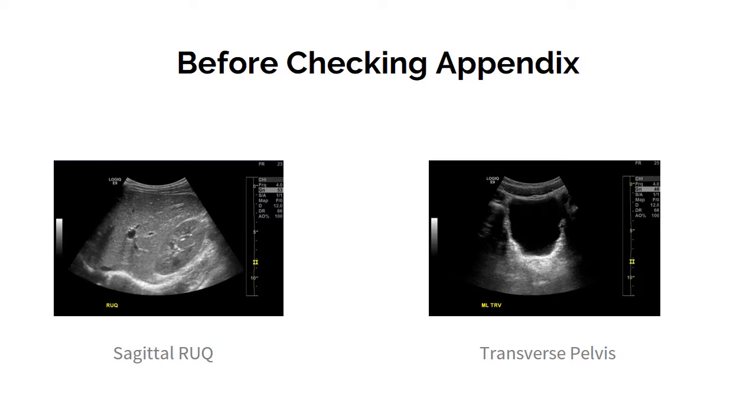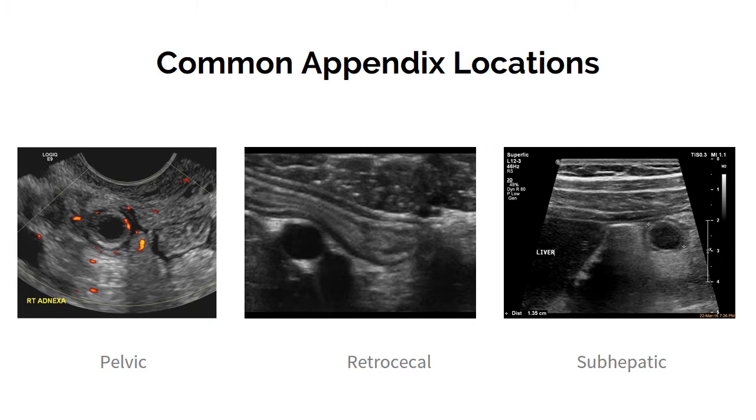Before looking for the appendix, we always need to check for free fluid in the right upper quadrant and also the pelvis. As you can see in this slide, the location of the appendix can be variable. And the best way to start locating the appendix is to use the McBurney point, which is 1/3 the distance between the umbilicus and the iliac spine. And the location of the appendix is most commonly retrocecal, but it can also be seen subcecal, subhepatic, and in the pelvic, as you can see in these images in these slides.